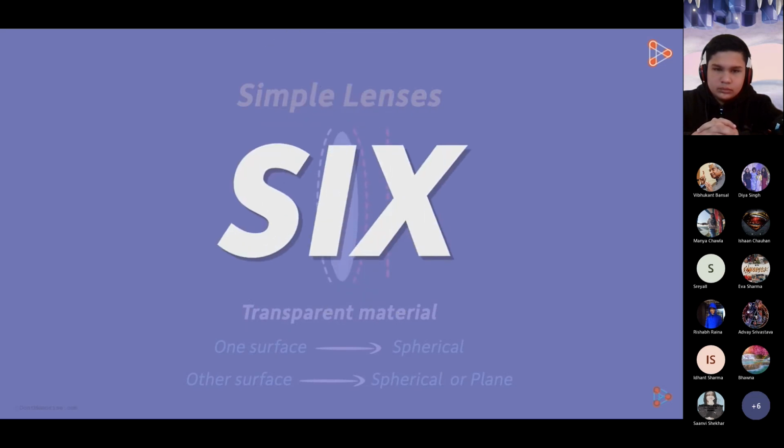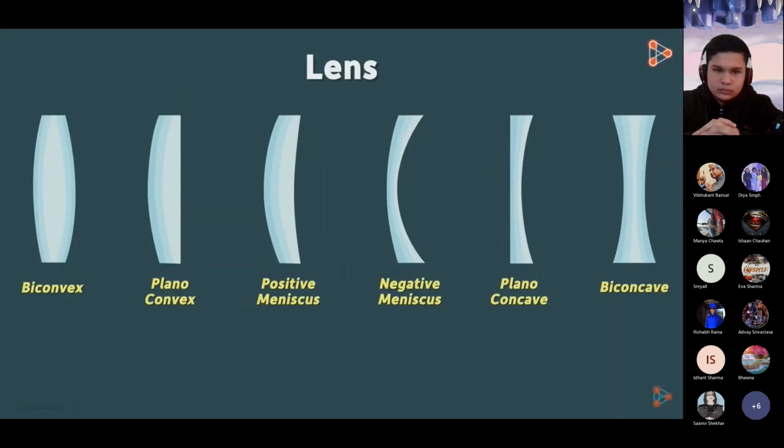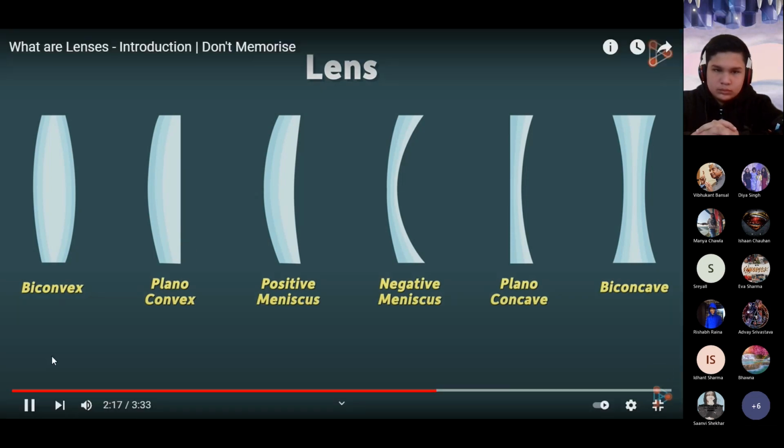There are 6 types of simple lenses. Yes, 6. And this is what they look like. Note that they are drawn in a two-dimensional space, but you can imagine their appearance in three dimensions.